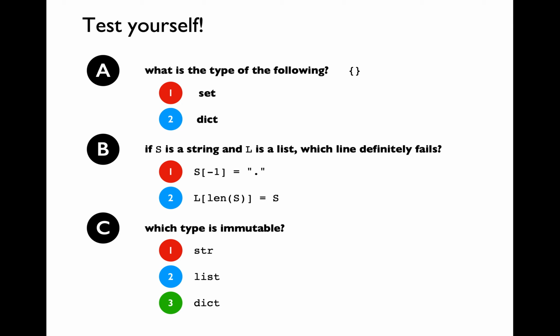Let's consider the alternate scenario where string S contains 100 characters and list L contains 5 items. Then this particular line of code will fail. That's because len of S will give you 100. Recall that you cannot use this particular syntax to insert a new item into a non-existing index position. How do we know 100 is a non-existing index position within list L? That's because list L only contains 5 items.